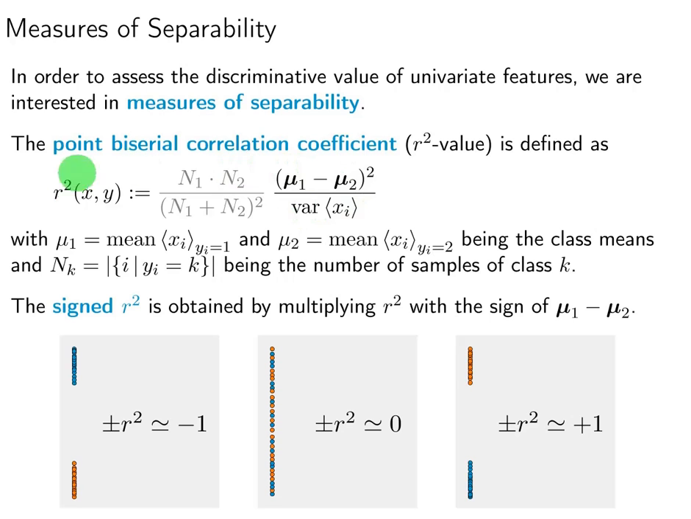So we can calculate this r squared, or this point biserial correlation coefficient value. We can see three different cases. If r square is equal to -1, then we see that the univariate features are separable, very, very well separated. Similarly, when we have r square equal to +1, we also see that the features are separable.